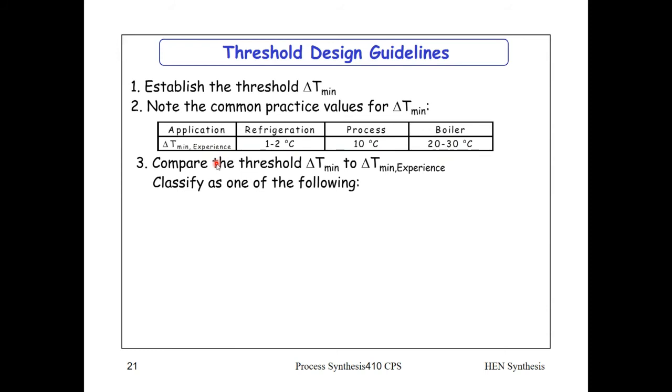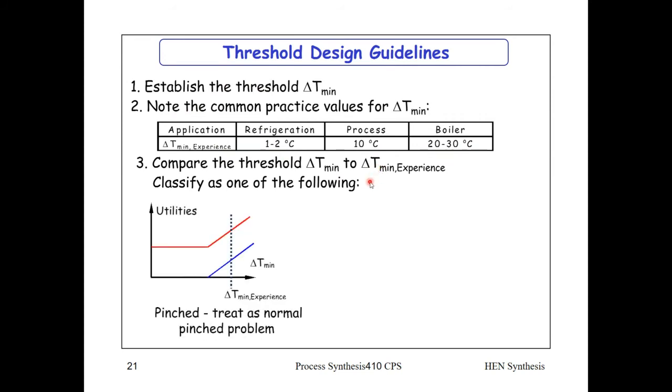Compare the threshold delta T min, the one that you've established up there, to the delta T min from experience, and classify as one of the following. The pinched problem: you actually do want a high delta T min. Remember delta T min is on the x-axis, so we push it high enough that we've got at least the value we're talking about in experience. And then it's a normal pinch problem because we are using both steam and cooling water. So it's a pinch problem, treat it as a normal pinch problem.